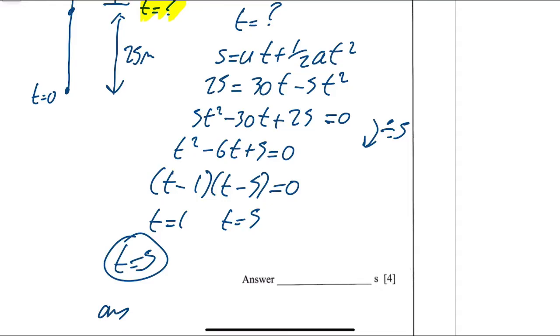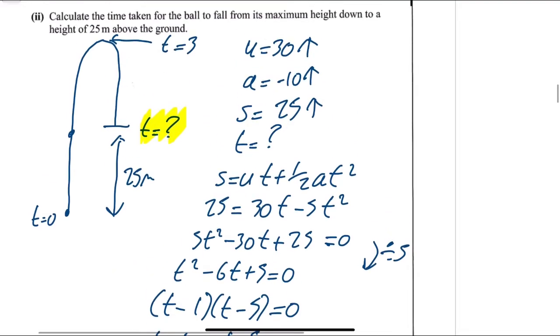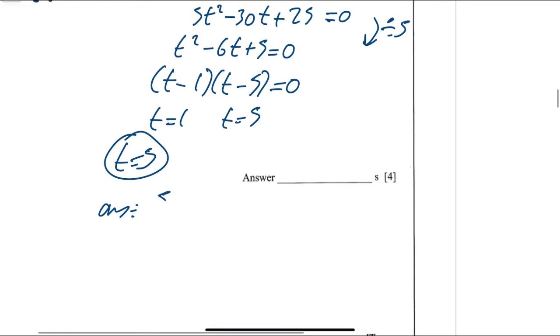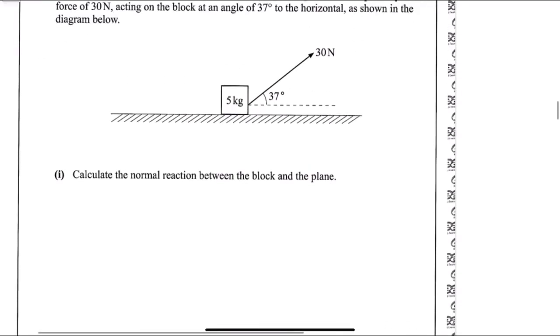But your answer then, remember, read the question. It says, calculate the time taken for the ball to fall from its maximum height. So we're looking for this wee time here, which is just going to be 5 minus 3, which is 2 seconds. They've got the seconds written in, so we don't need it, so it's just 2. On to question 3.